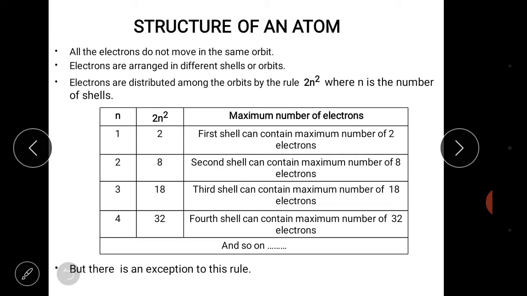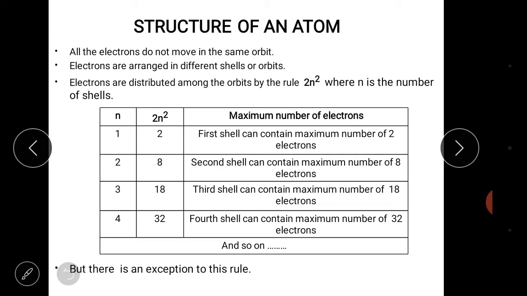Here we have a table in which we have shown how many electrons will be orbiting in different orbits. In this table there are three columns. First column is n, second is 2n square, and third one is the maximum number of electrons. So if we take n equals 1, then the value of 2n square will be 2. It means the first shell contains a maximum of 2 electrons. If n is taken as 2, the value of 2n square will be 8, and the second shell can contain a maximum of 8 electrons.